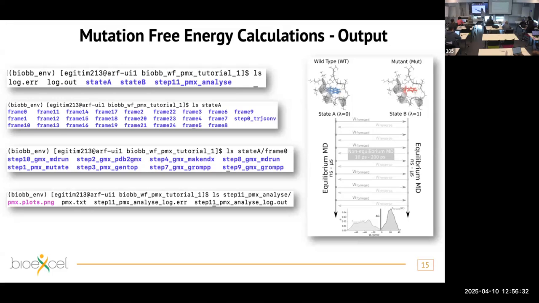If you go into state A, you have all the different frames. So frame A, like this, forward, frame 0, frame 1, frame 2, until 50, all the thermodynamic integration forward. If you go to state B, you have all the reverse ones. And if you go to the step 11, you have a PNG, which is exactly this plot that is telling you this is the delta G. Again, this is 50 frames.